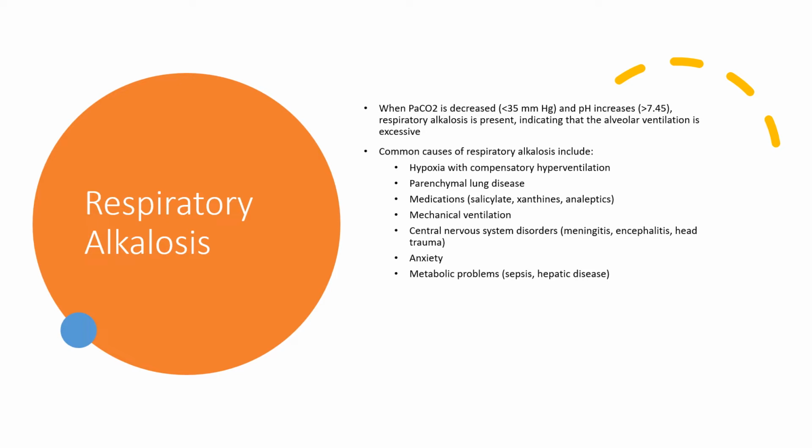What about lung disease, right? Lung disease, remember the initial stages, especially with the respiratory zone there. Initial stages, these patients are going to hyperventilate as a response to the hypoxemia. Medications like xanthines, analeptics, salicylates, things like that can make you go into respiratory alkalosis, make you breathe faster. Mechanical ventilation could also be a cause for respiratory alkalosis. If your settings are inappropriate, that could easily cause respiratory alkalosis.